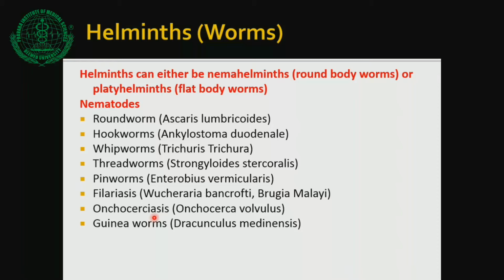Then onchocerciasis, also called river blindness. Mostly there is a visual impairment in this. The scientific name of the worm causing onchocerciasis is Onchocerca volvulus. And the last is the guinea worm, scientific name Dracunculus medinensis. So these are all nematodes, having round body infestations. Most of them reside in the intestine, especially the first five, while filariasis and onchocerciasis reside in the lymphatics or the blood. So some are tissue nematodes, some are intestinal nematodes.